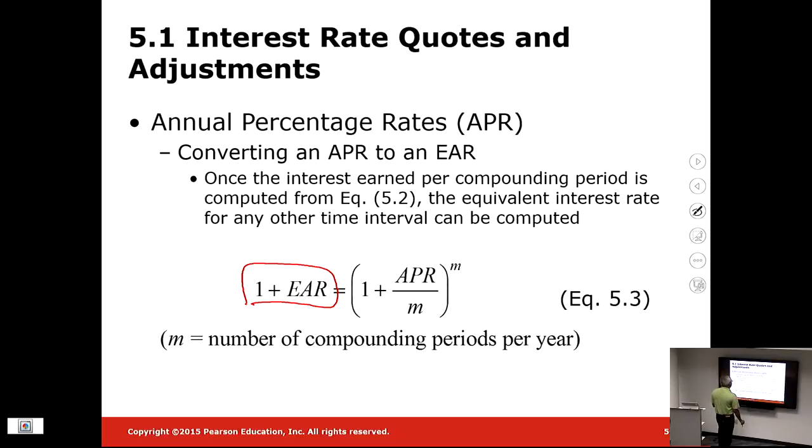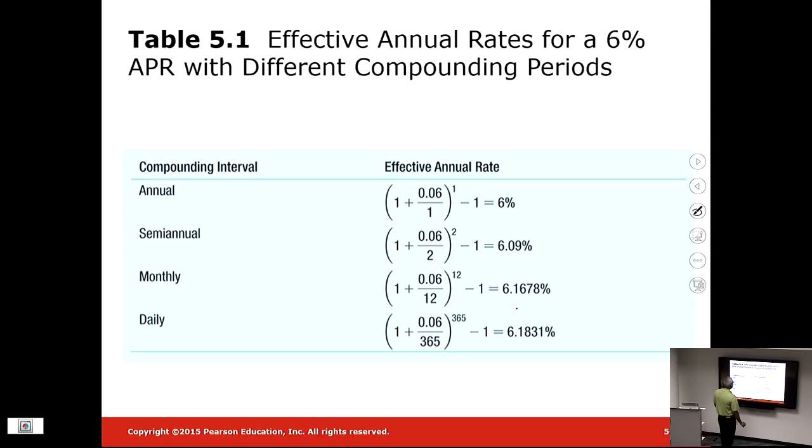Okay, and the way I do this, I take the APR, the annual rate without compounding, divide that by the number of compounding periods, add 1 to it, raise the whole thing to the power m, and that gives me 1 plus EAR. Then I would subtract 1 from it, and that would give me EAR. So that's the way to look at it.